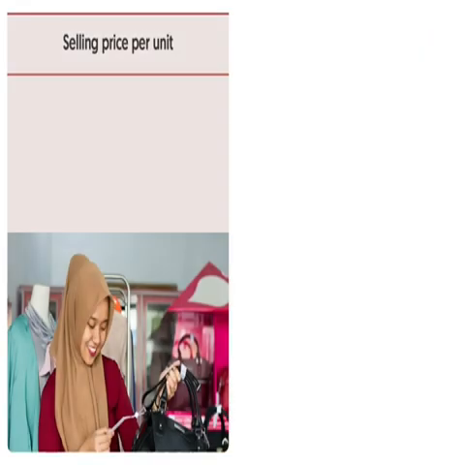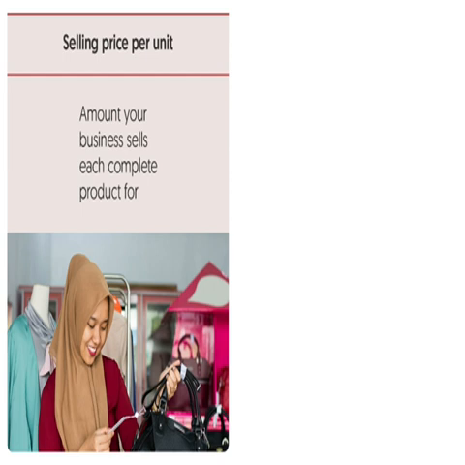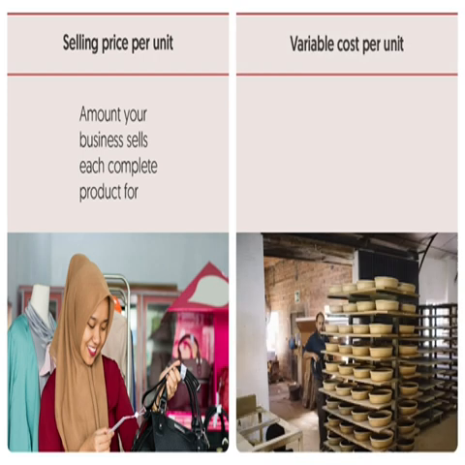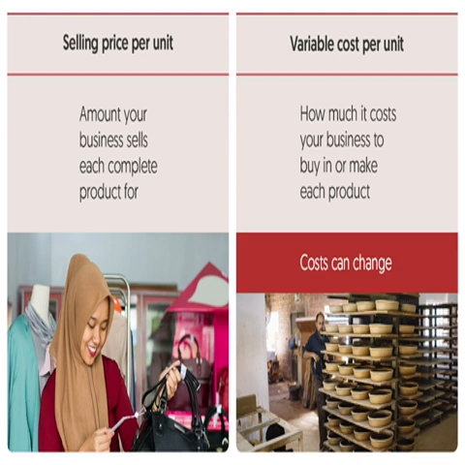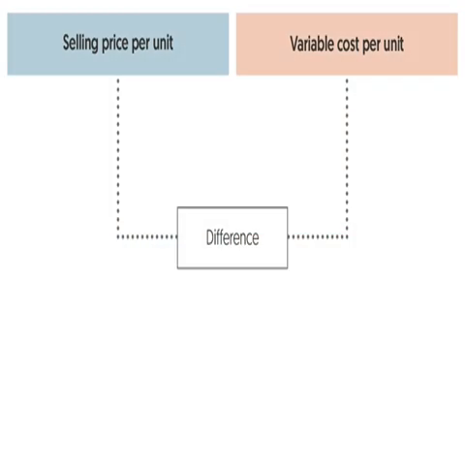The first is selling price per unit, which simply means the amount your business sells each complete product for. Then you need to know the variable cost per unit, which means how much it costs your business to buy in or make each product. Bear in mind that these costs can change though. If you work out the difference between your selling price and variable cost per unit, this is called contribution.